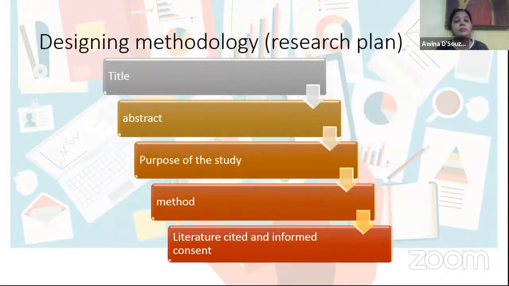Now, coming to designing a methodology. How would you actually have a proper research plan? Here I have mentioned what it should look like. There should be a proper title and a proper research question, and it should also meet the criteria of the PICO format: population, intervention, comparison, and outcome. That should be mentioned in your title very well. Next, coming to the abstract, your abstract should be well detailed.